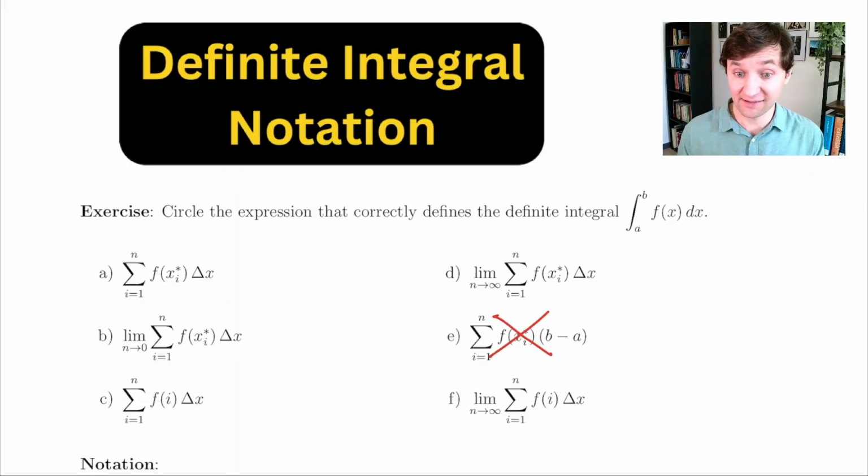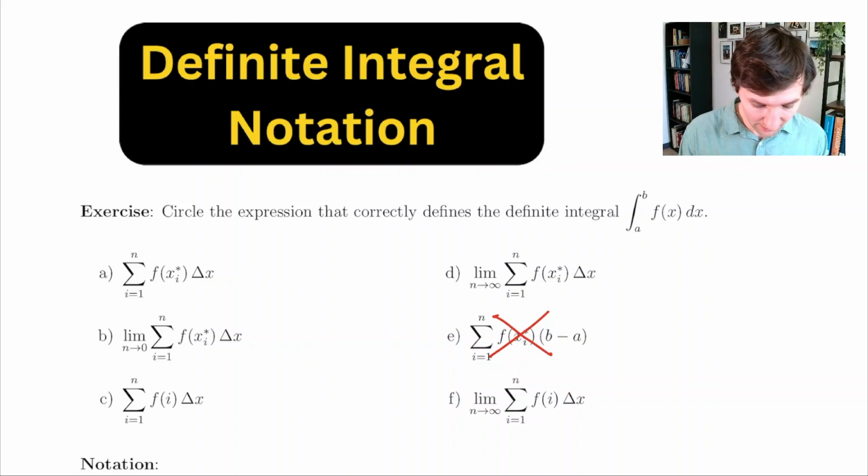Option E says that the width of each approximating rectangle is b minus a, which is the length of the entire interval, which is incorrect. The width of each approximating rectangle is less than the length of the entire interval. To compute the area, we are supposed to use more and more approximating rectangles. Said differently, we are supposed to take the limit of those approximations.